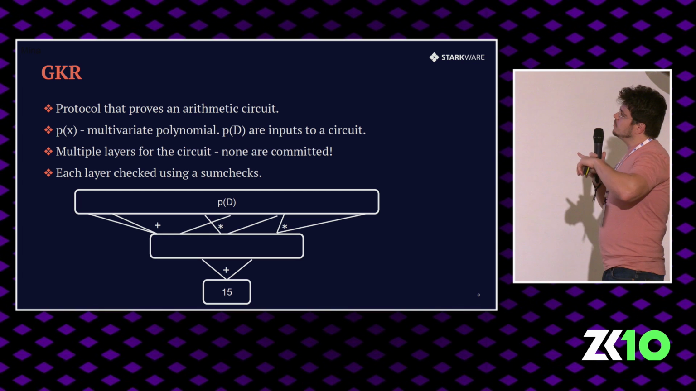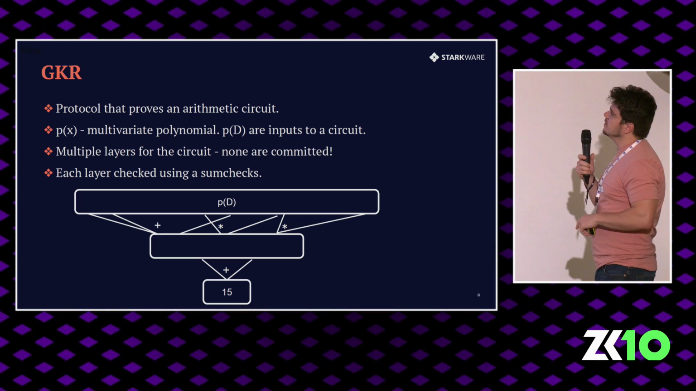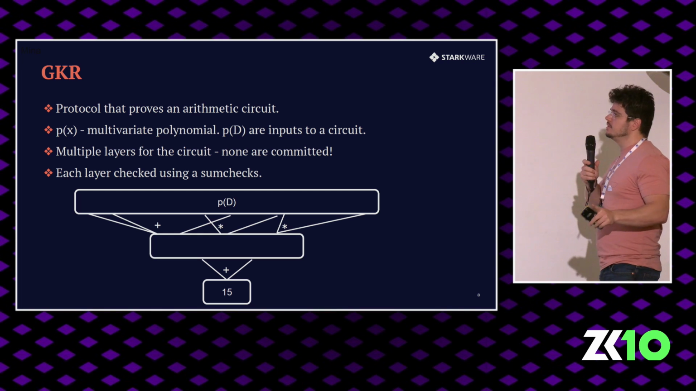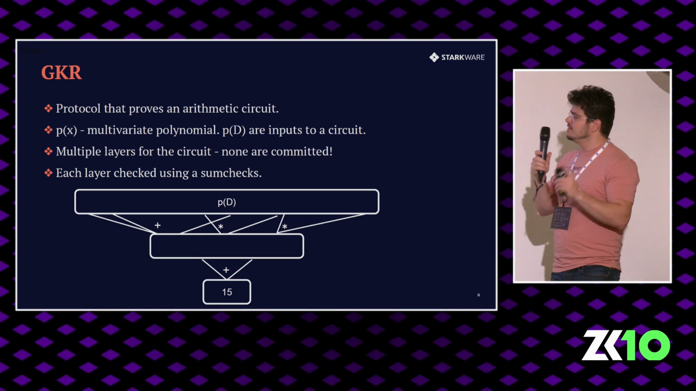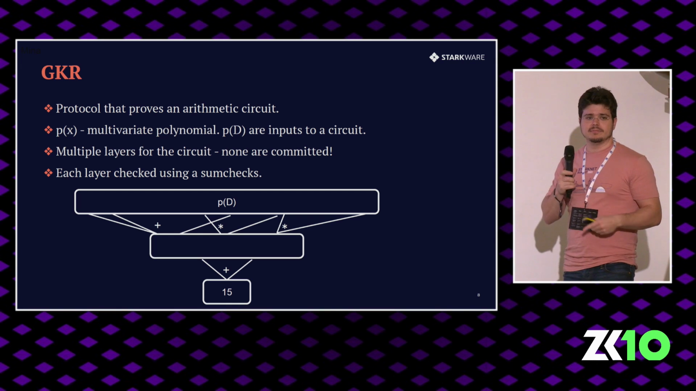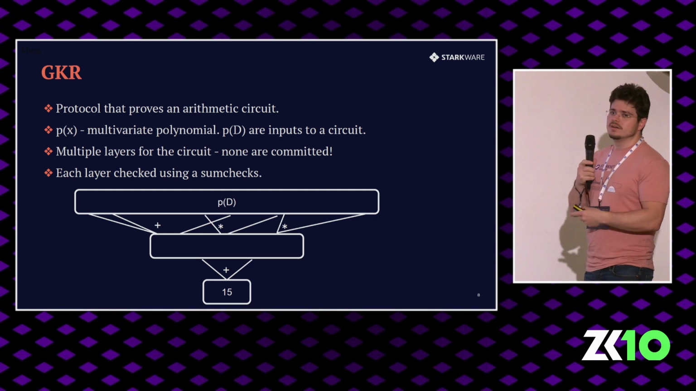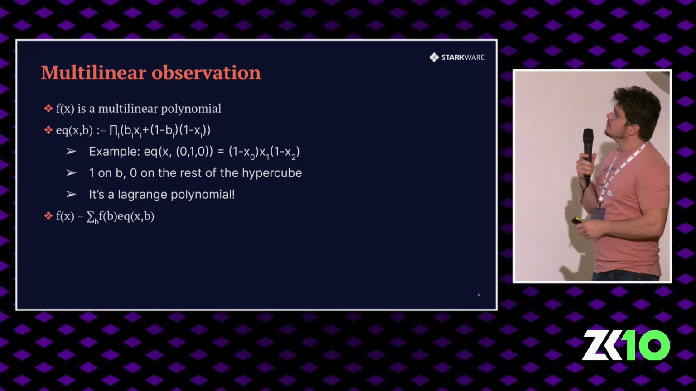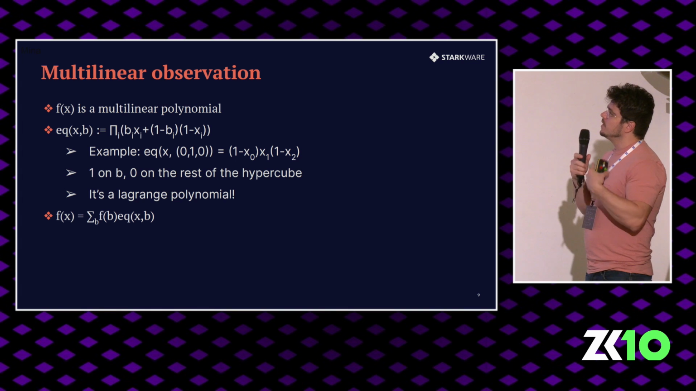Now, it's important to note that while P is given as a polynomial commitment scheme, none of the other layers are ever committed. The prover just needs to compute them, but not hash them, not do a polynomial commitment scheme, nothing. And this is where we are supposed to gain. All right, so let's start with an observation about multilinear polynomials, which will help us for the GKR.